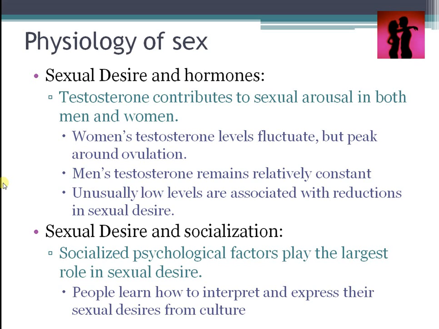Now, sexual desire is a result primarily of hormones, and it has to do with the hormone of testosterone, both in males and females. So women's testosterone levels fluctuate, but generally peak around ovulation. Ovulation, if you're not familiar, is when the ovaries release an egg, and this is the time when a woman is most fertile, right? So it makes sense that they have the greatest amount of sexual desire when they are the most fertile, again, towards an evolutionary argument. Men's testosterone levels remain relatively constant. Again, this also makes sense from our anecdotal experience of male sexual desire. And unusually low levels of testosterone are associated with lower sexual desire.